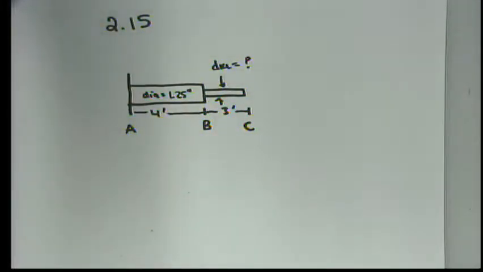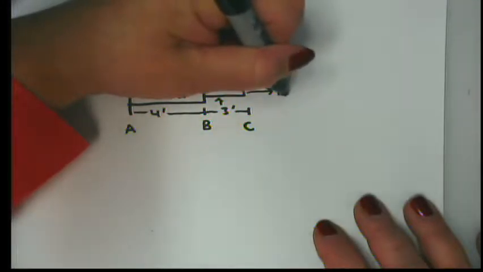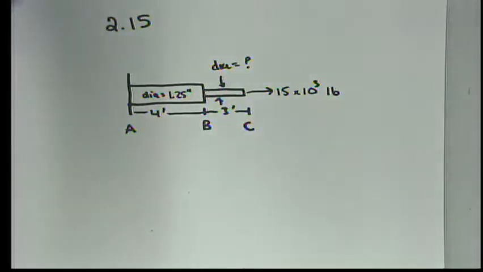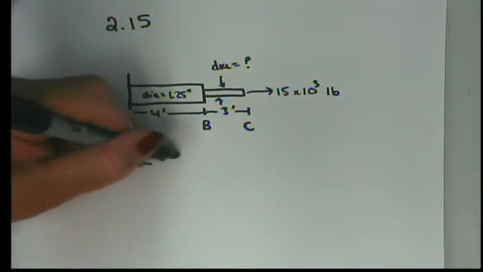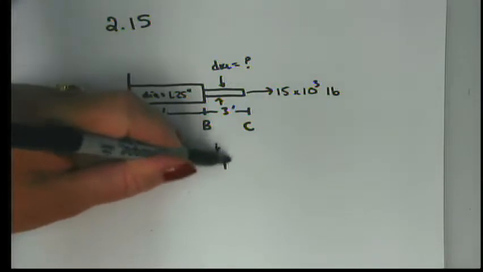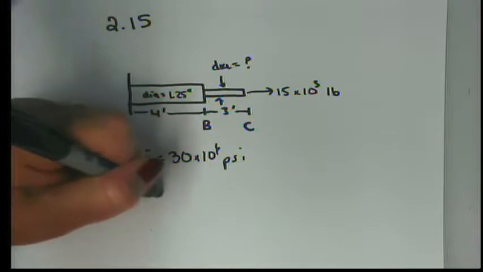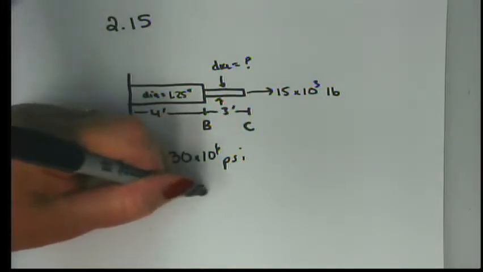All right. It says a single axial load of P is equal to 15 kips. So 15 times 10 to the 3rd pounds, is applied at C of this rod, knowing that E is equal to 30 times 10 to the 6 psi. Determine the diameter D of portion BC for which the deflection at point C equals 0.05 inches.